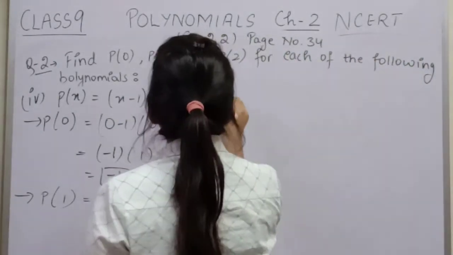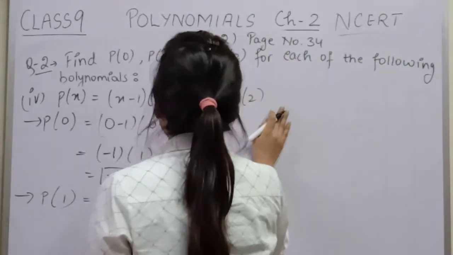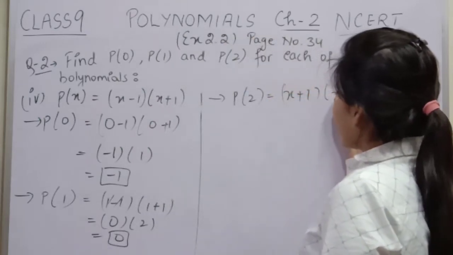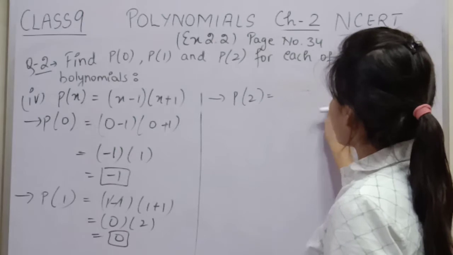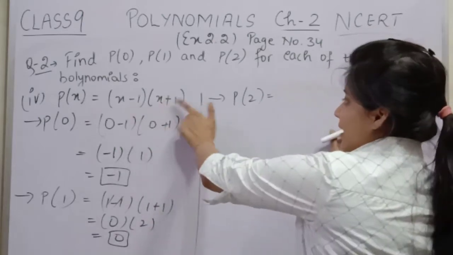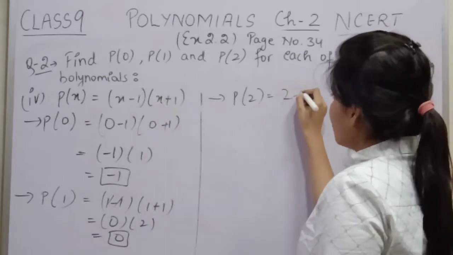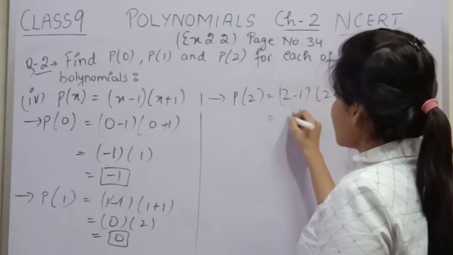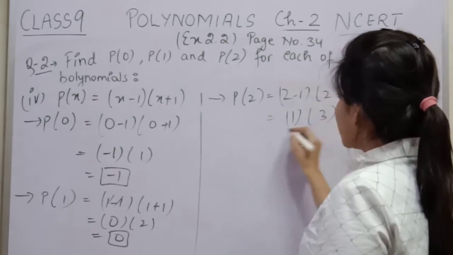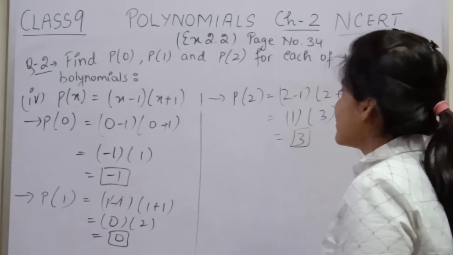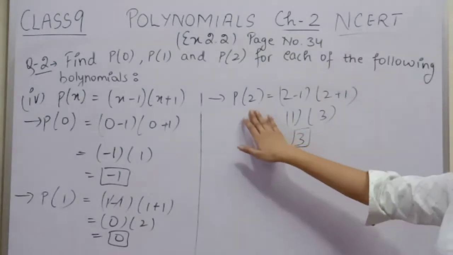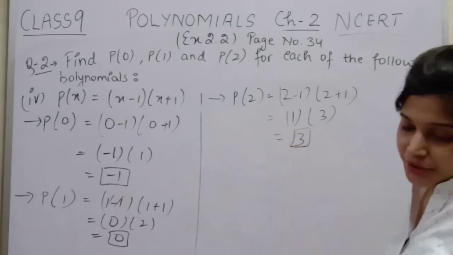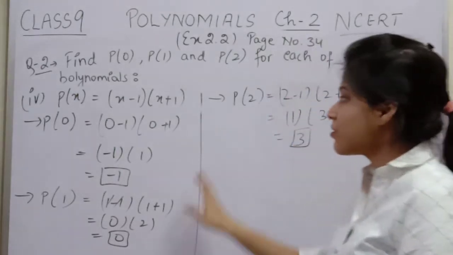Okay? Coming to the third one, p at x equals to 2. So x plus 1 and x, sorry, the question is (x minus 1)(x plus 1). So here we get (2 minus 1)(2 plus 1). So 2 minus 1 is 1, and 2 plus 1 is 3. So 1 into 3 is 3. So at x equals to 2, the value of this polynomial is 3. Correct? Please note down this.